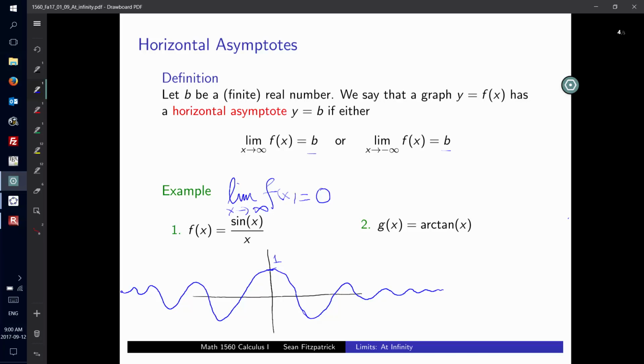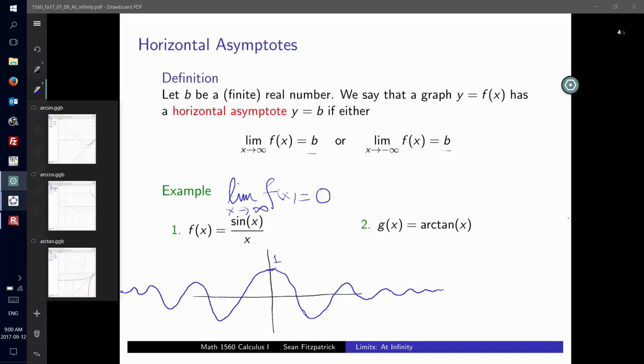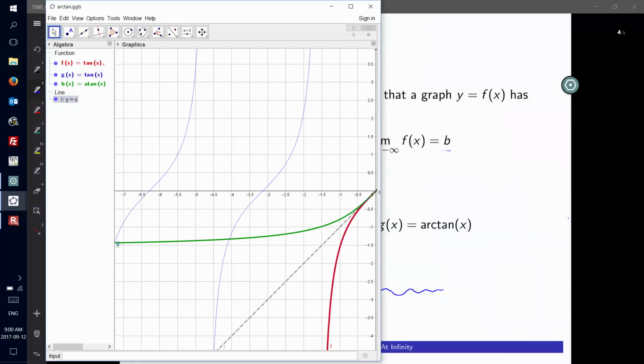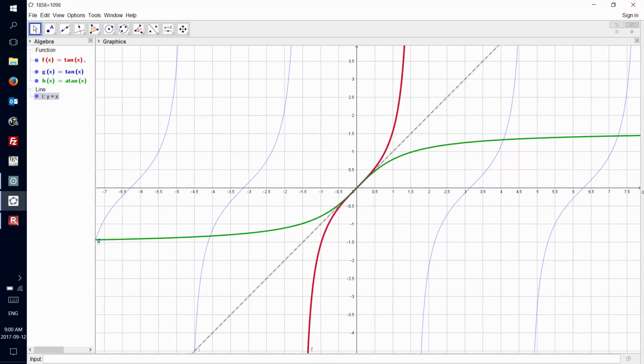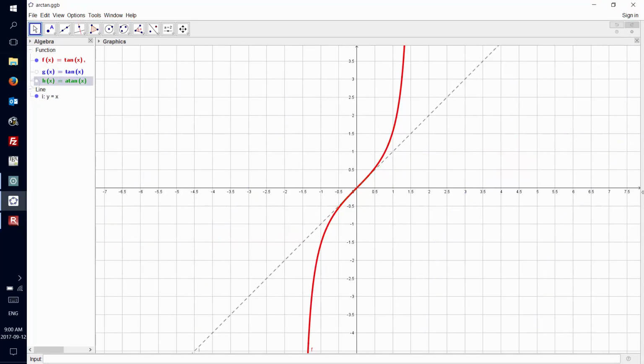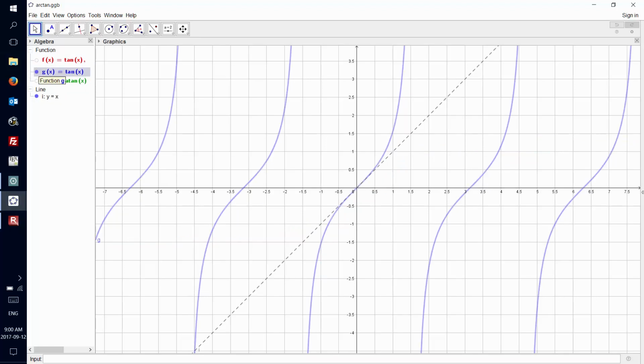to 0. Now, the arctangent function, we showed you that graph in a previous video, and I think I still have it here. Let me show you the graph. There it is. So remember that the way we construct this arctangent function is we start with the graph of the tangent function, but the tangent function is not 1-to-1, so we can't really define an inverse at first.